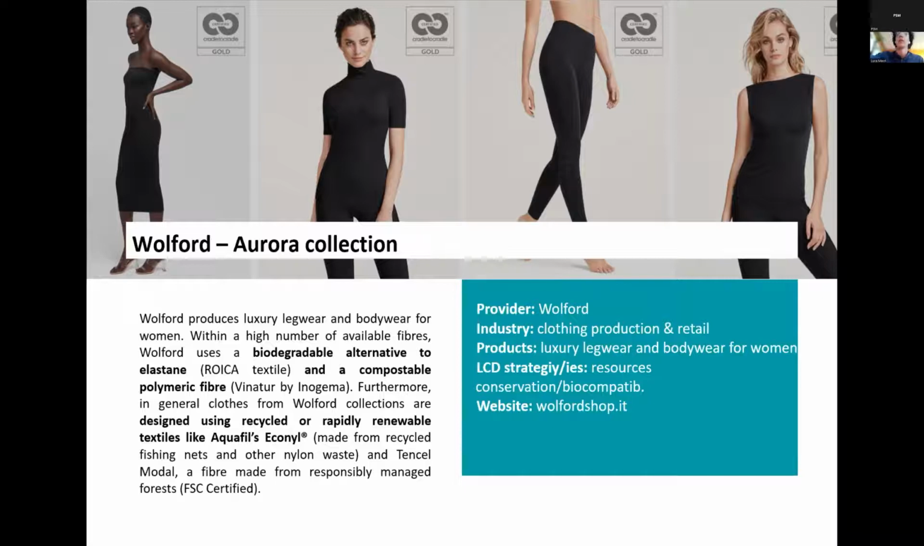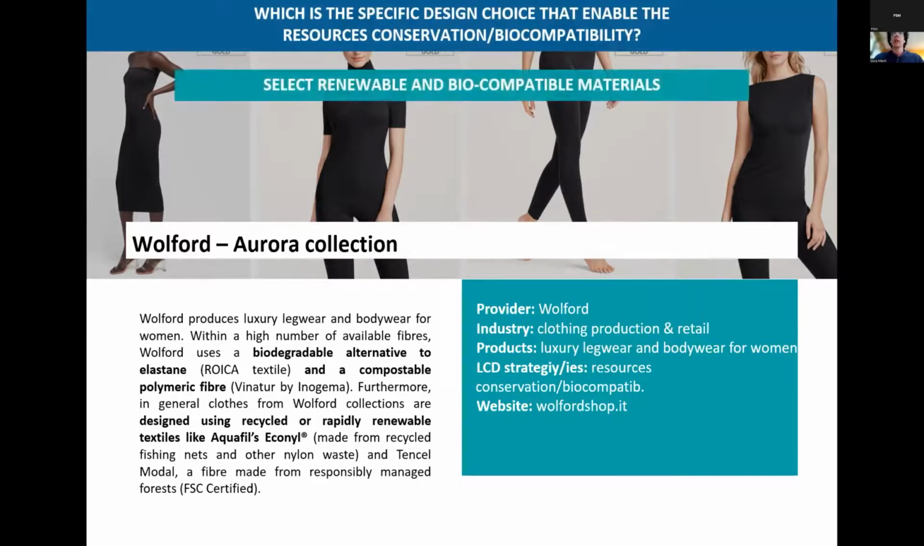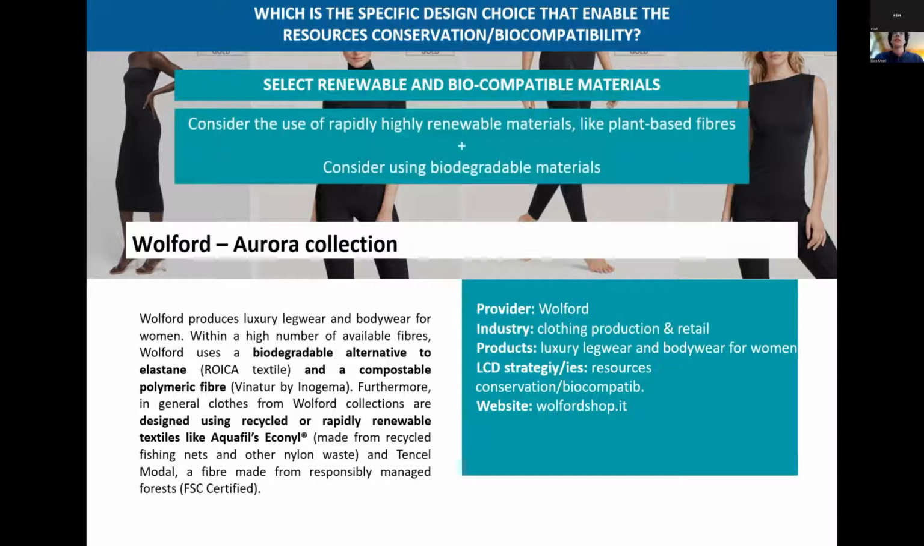Not only, actually, another case study will be interesting for that. They have a very structured network in which they collect plastics from the ocean, from different origins, maybe even some land plastics, and they produce this fiber, which is a high quality fiber. You find this case study also in the book. But the point here is that Wolford is selecting these materials, which are both highly renewable and also biocompatible because they are biodegradable or compostable, to make clothes. So the choice that is enabling resource conservation is selecting the right materials, and so again, consider the use of renewable and biodegradable materials.